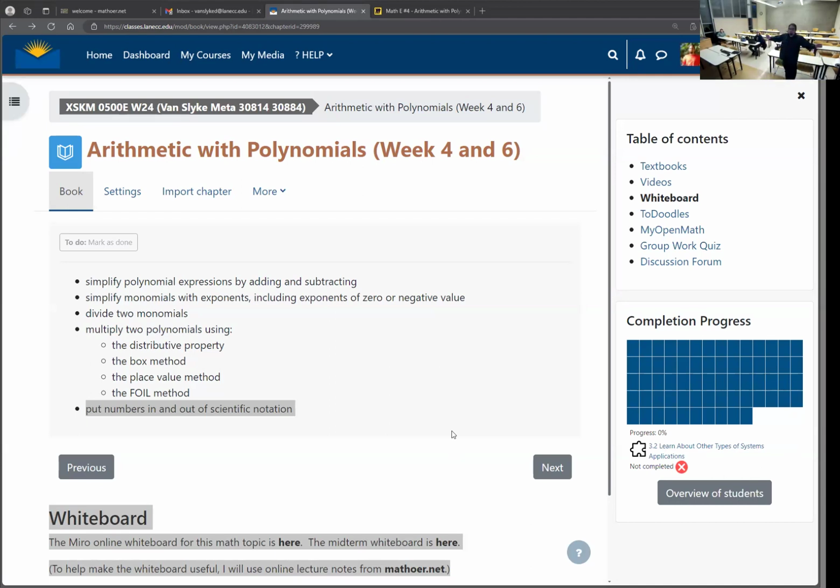Okay, you can hear us, we can hear you, the computer is working, I can log into the whiteboard, everything is good. So we're in week 6 of Math E.